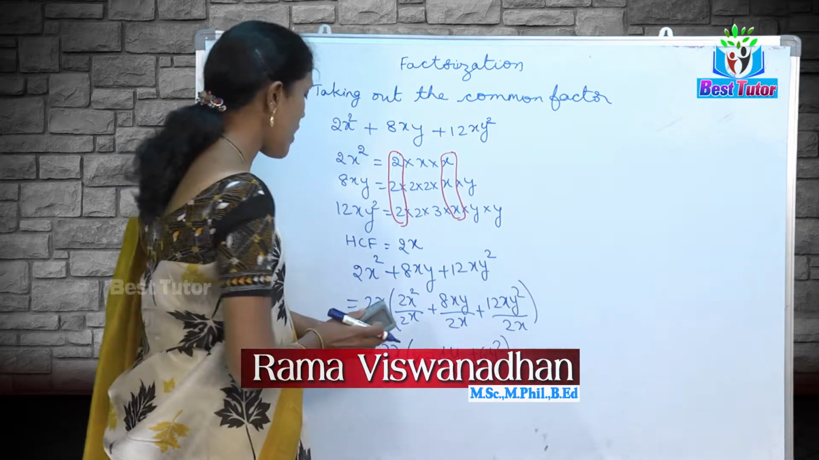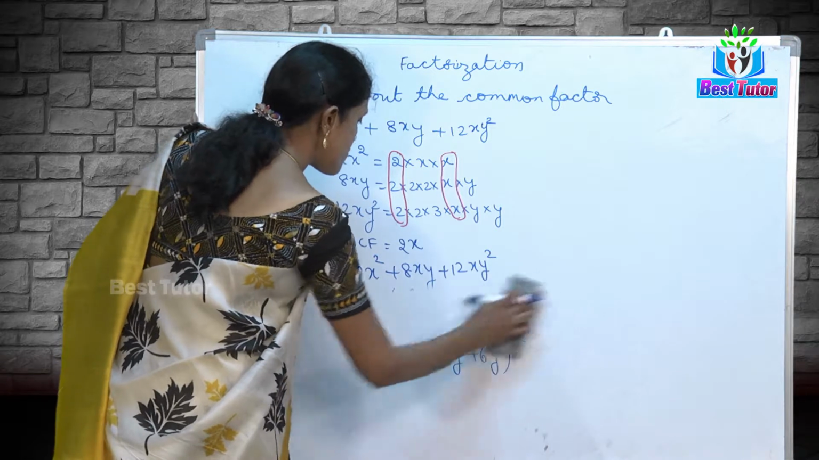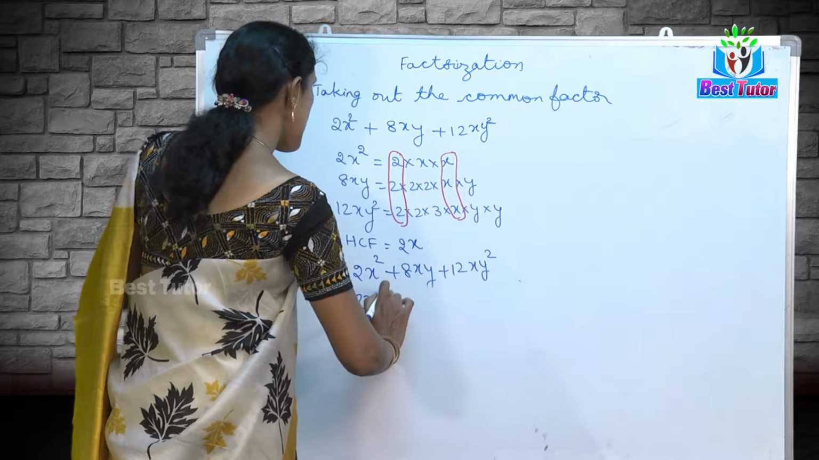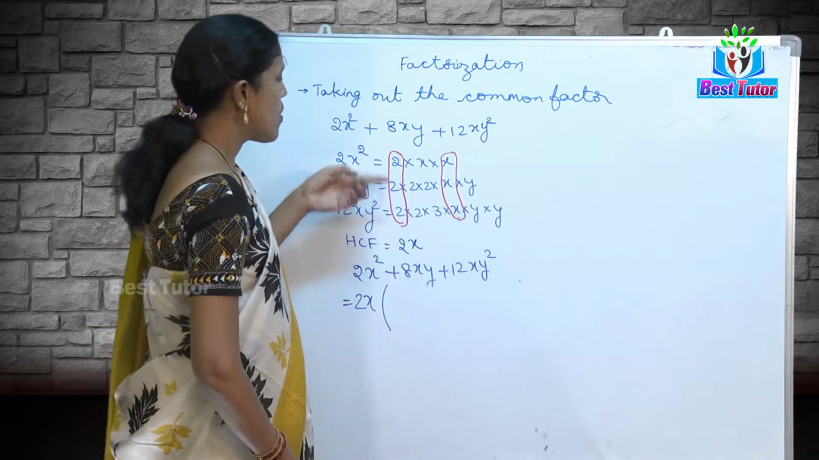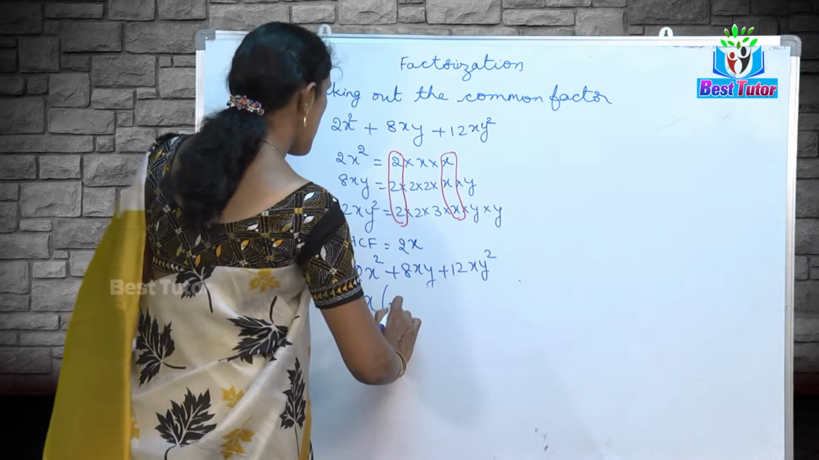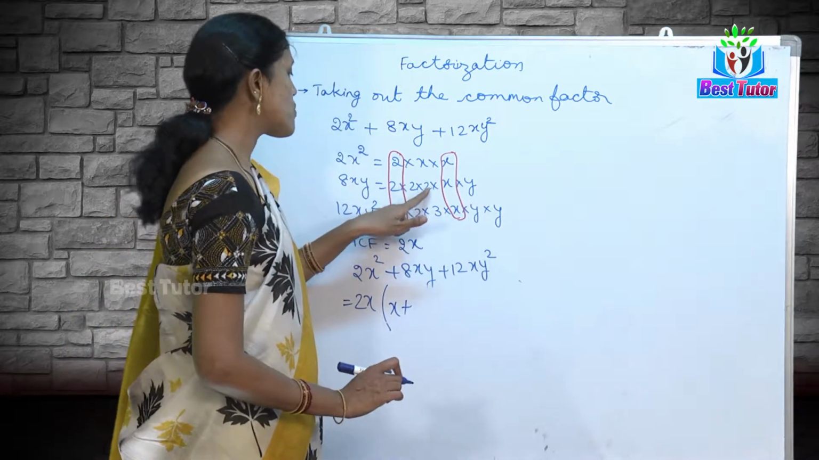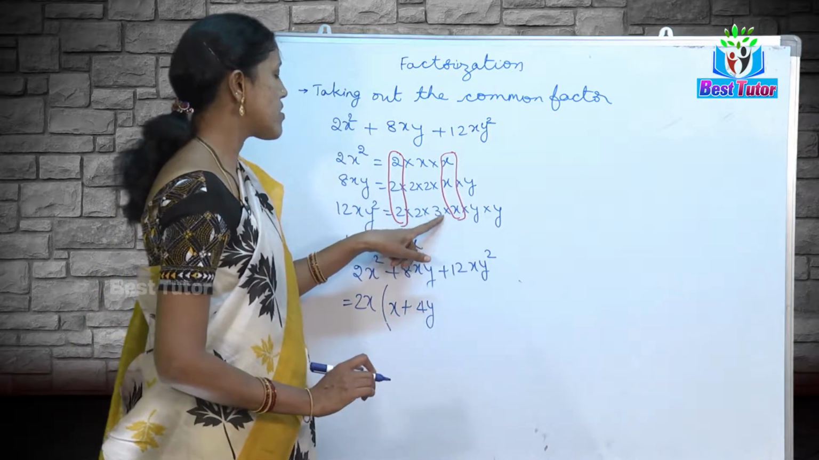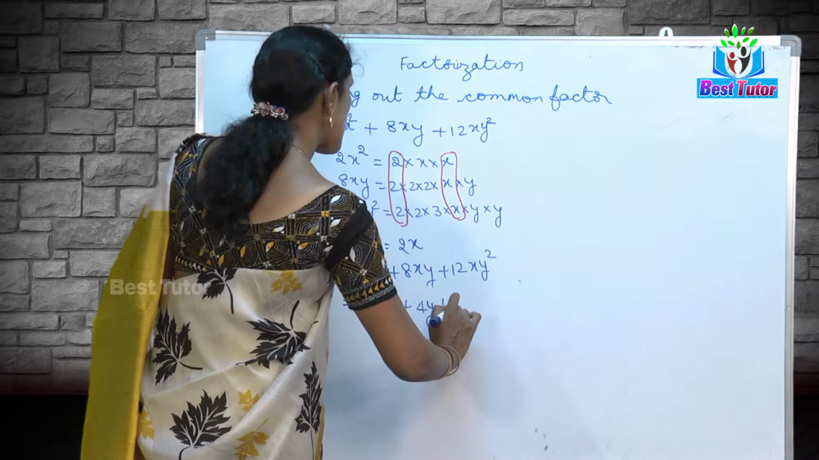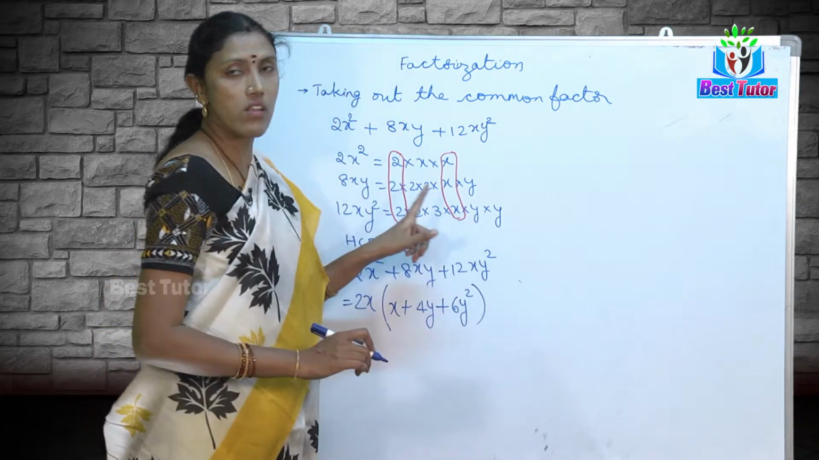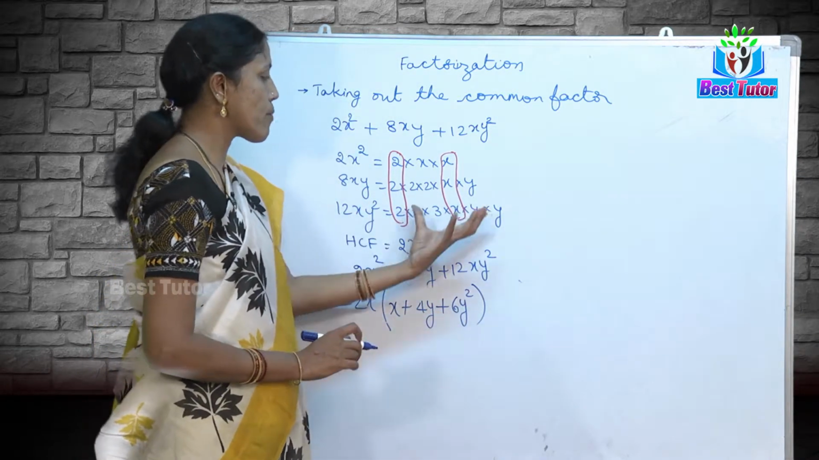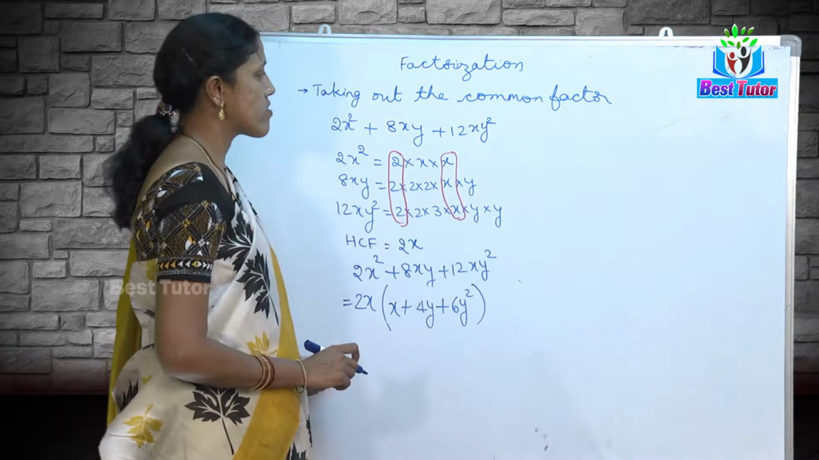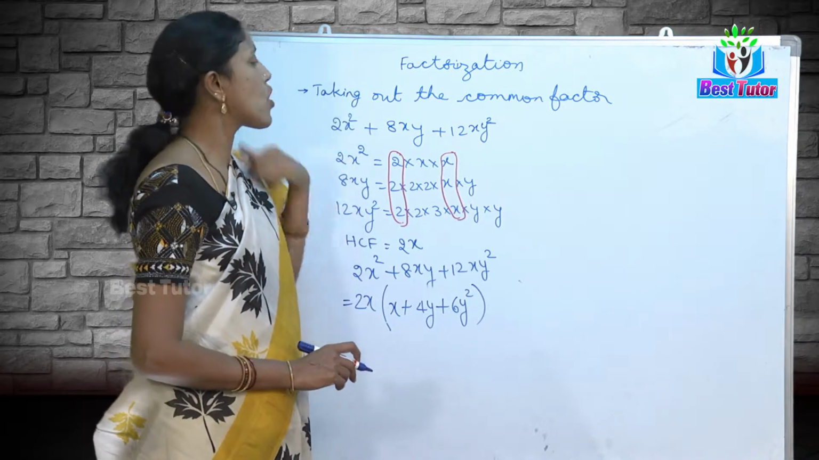Or else directly I can write it down as, I would like to take out 2x common. So if I remove 2x from the first term, what is left over? Only x is left over. In the second term, 2 into 2, 4 into y, 4y is left over. And in the third term, 2 3s are 6 into y into y, so 6y square is left over. Excluding the HCF, whatever factors are left over, I am going to multiply them and write them there. So this is the procedure of factorizing the given expression by taking out the common factor.